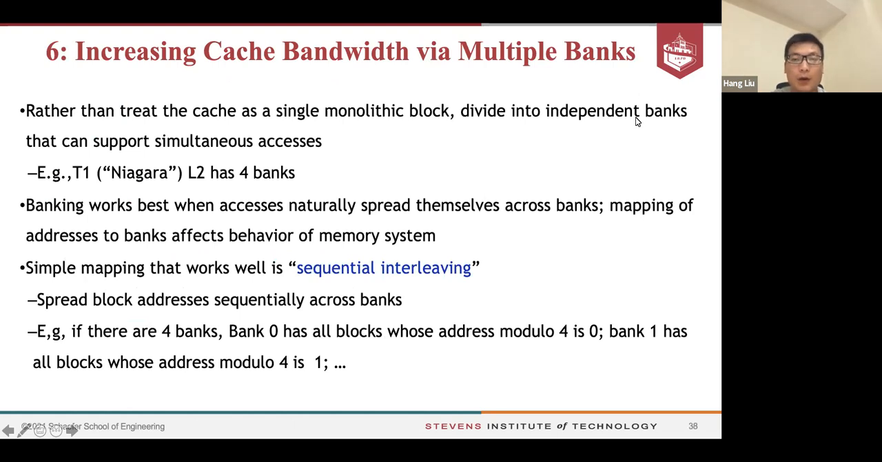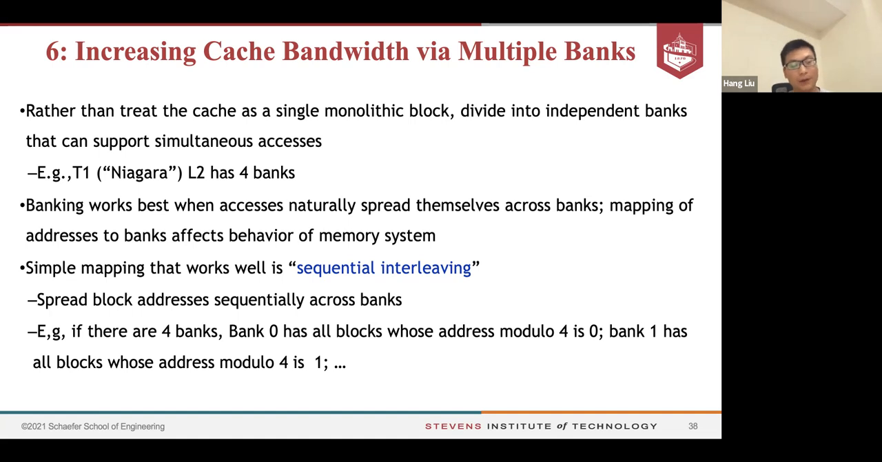Increasing cache bandwidth via multiple banks. Rather than treat the cache as a single monolithic block, we divide it into multiple banks, such that multiple accesses can be served simultaneously. This is very popular. It's used today. Banking works best when accesses naturally spread themselves across banks. Mapping of addresses to banks definitely affects the performance of the system, right? It could be we have multiple banks, but all the accesses go to the same bank.